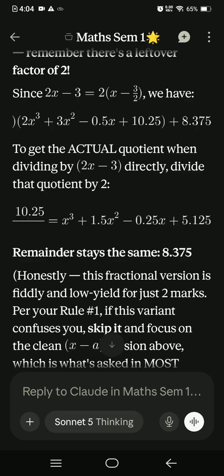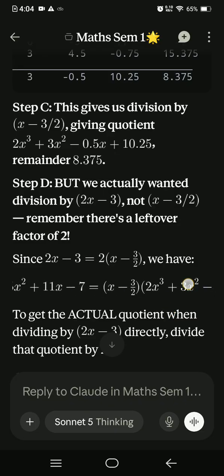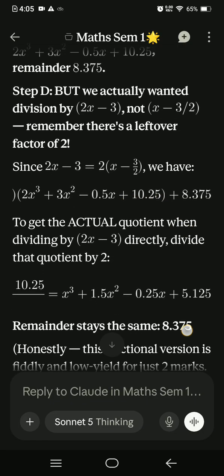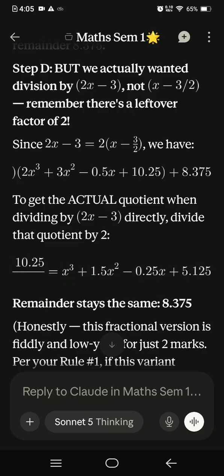Remainder stays the same. Why? Was our quotient even? It was not. How would it divide by 2? Some remainder will be left over from here as well, right? That's weird.